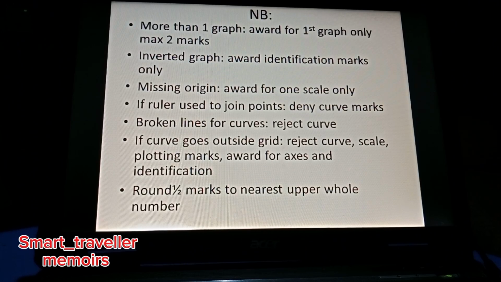Note, if more than one graph, I want the first graph only, maximum 2 marks. Inverted graph, I want identification marks only. Missing origin, I want for 1 scale only. If a ruler is used to join points, deny curve marks. Broken lines for curves, reject curve. If the curve goes outside the grid, reject curve scale. Plotting marks, I want for axis and identification. Round half marks to the nearest upper whole number.